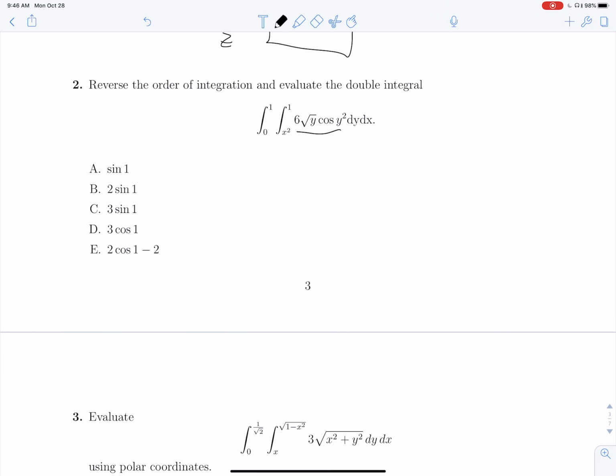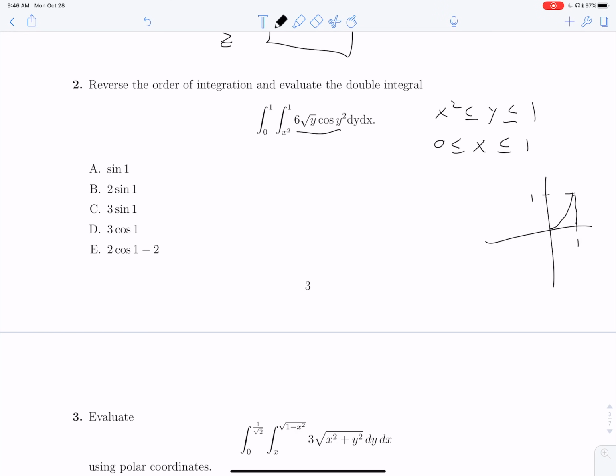And so really the first thing you should do to start off is make some inequalities so we can graph it. So we know that x squared is less than or equal to y, which is less than or equal to 1. And we know that 0 is less than or equal to x, which is less than or equal to 1. We can graph this thing, and we find that we have our x squared function between 0 and 1.